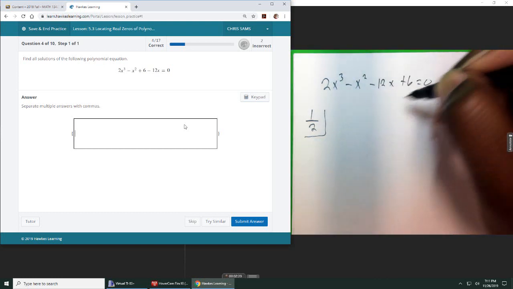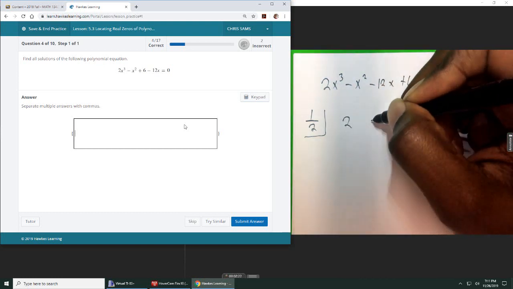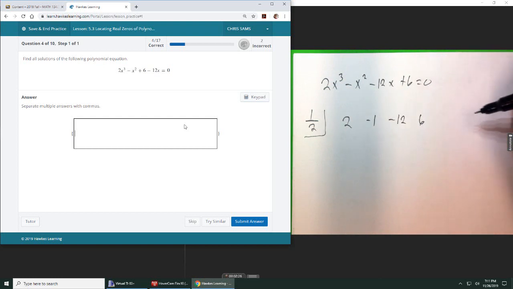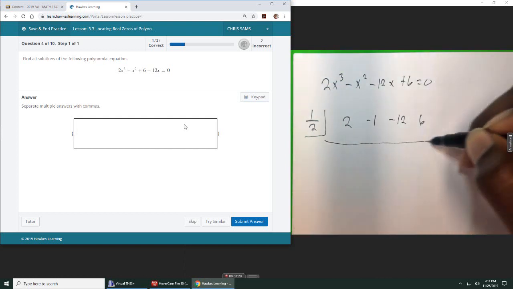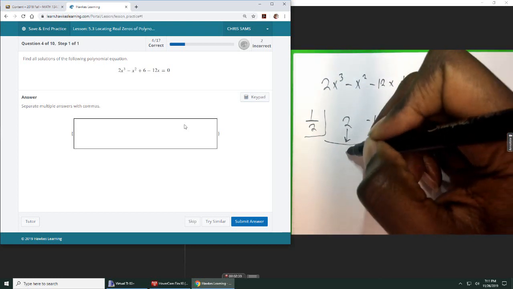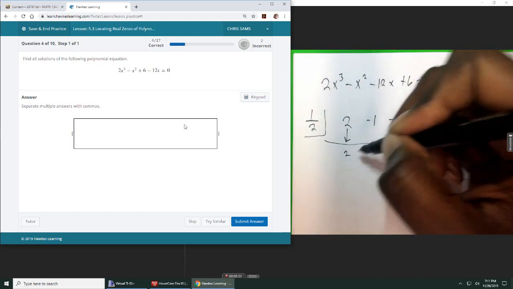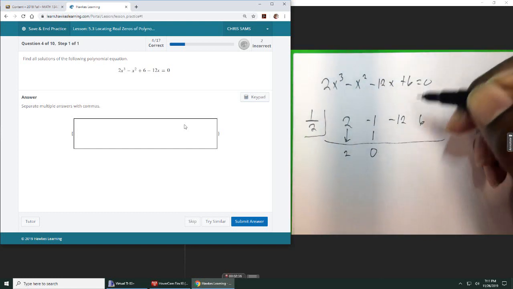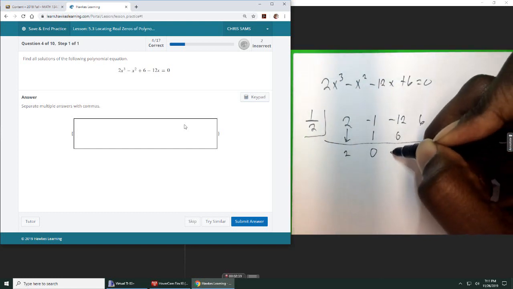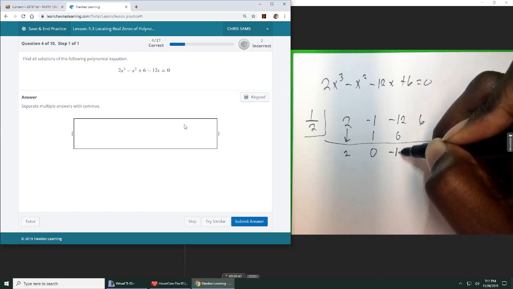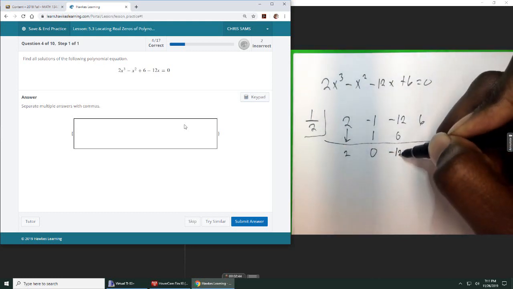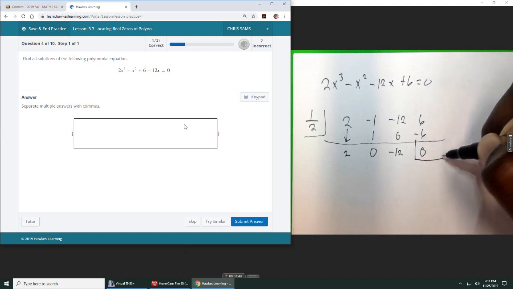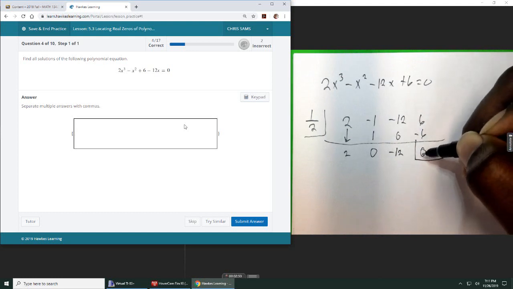So I'm going to line this up with my coefficients. 2, -1, -12, and +6. Bring my first term straight down. 1/2 of 2 is 1. Combine these, we get 0. 1/2 of 0 is 0. Combine these, I get -12. And then 1/2 of -12 is -6. Combine these, I get 0. Okay. So we end up with 0.